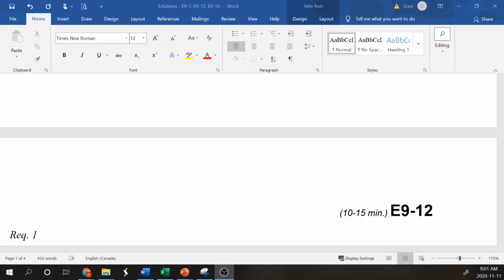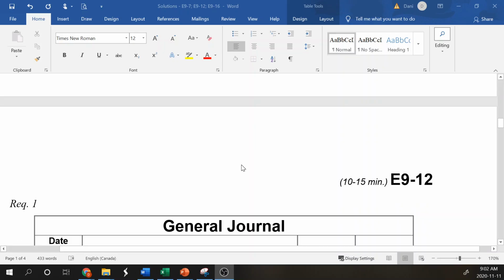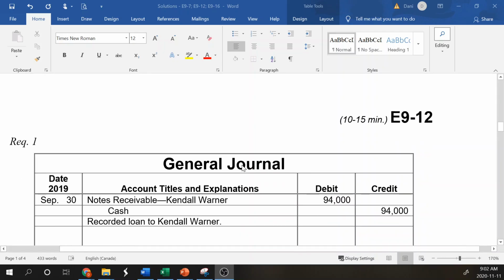Okay, so on September 30th, 2019, they loaned Kendall Warner this money. So if it was done through a loan, that means we gave this person cash. So we will debit our note receivable, and we've noted here it's to Kendall Warner, and we're crediting cash because we loaned them that amount.